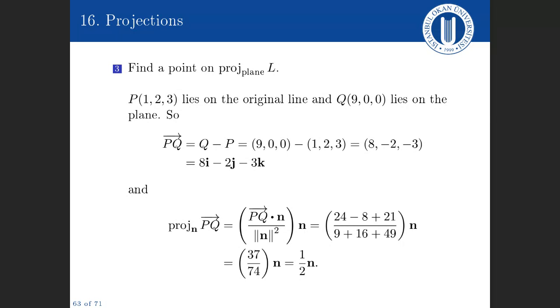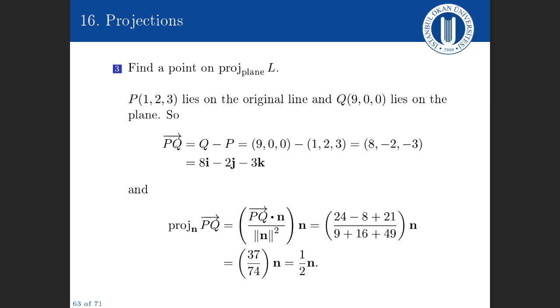We know a vector which is parallel to the line that we want. All we need is to find a point on the new line, to find a point on the projection of L onto the plane. The point 1, 2, 3 lies on the original line, and the point 9, 0, 0 lies on the plane. So we do our calculation.